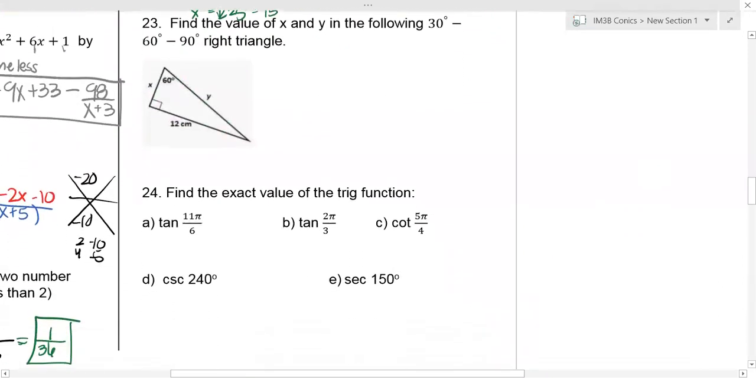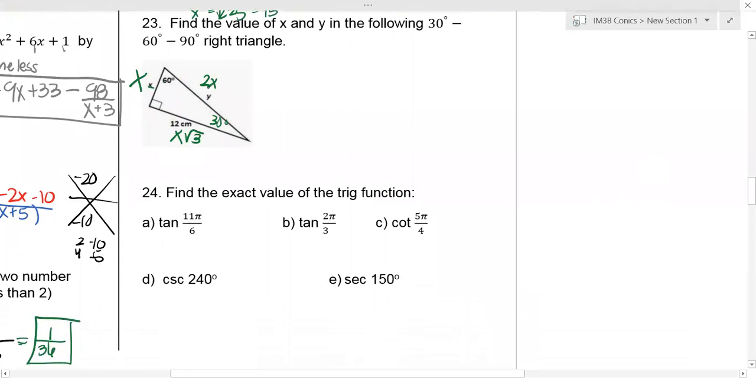For number 23, we're looking at a 30, 60, 90 right triangle. So remember that the patterns are all related to the shorter side. So if this angle is 60, that means this one's 30. And the side opposite is what we always call x. Okay, so this is x. And then the longer leg is x rad 3, and the hypotenuse is 2x.